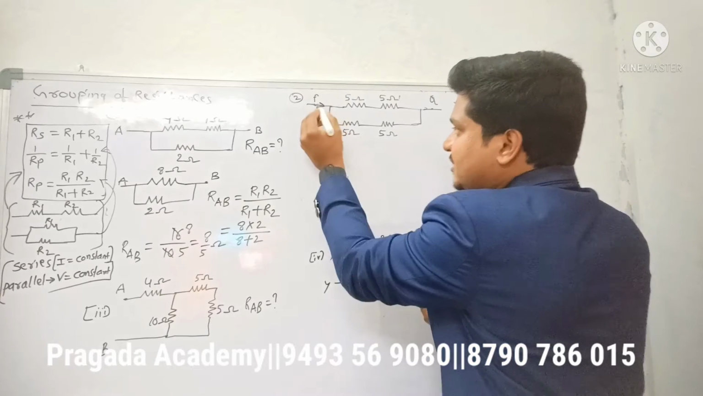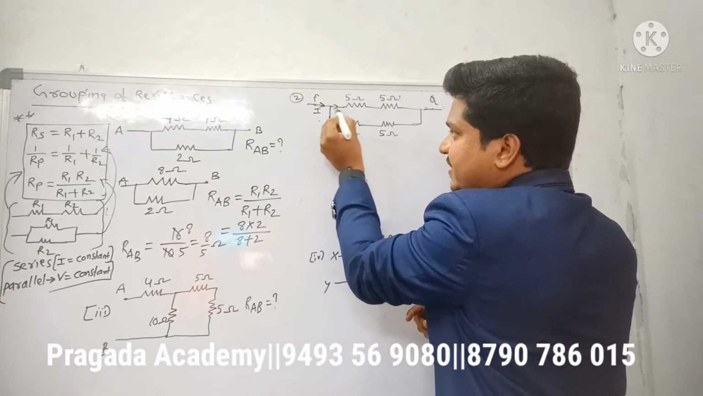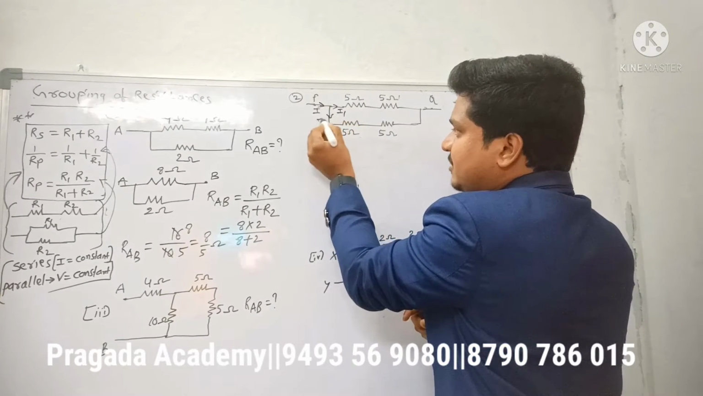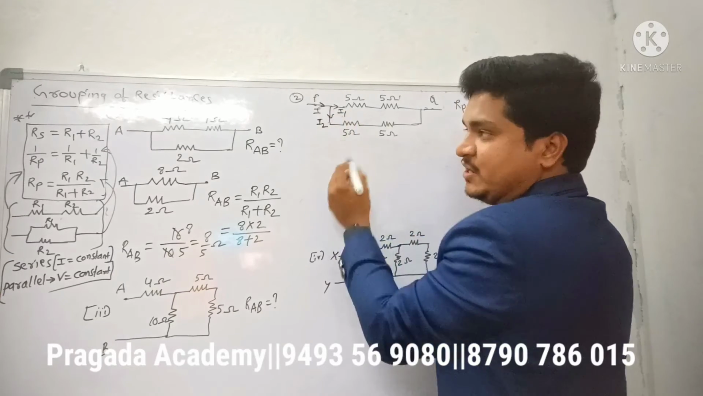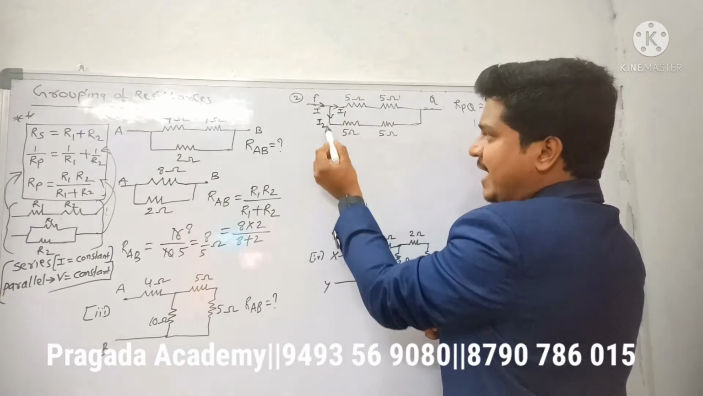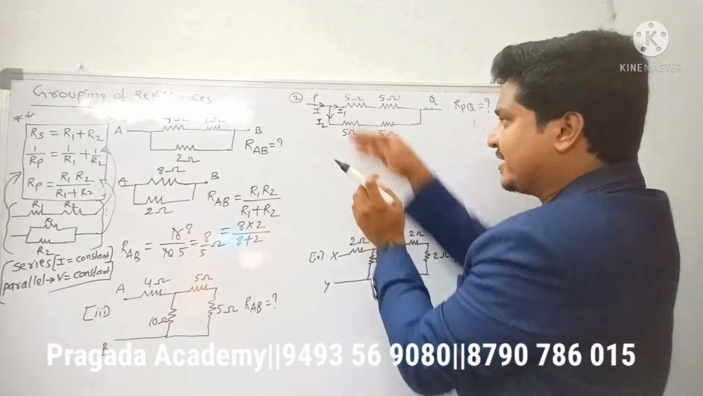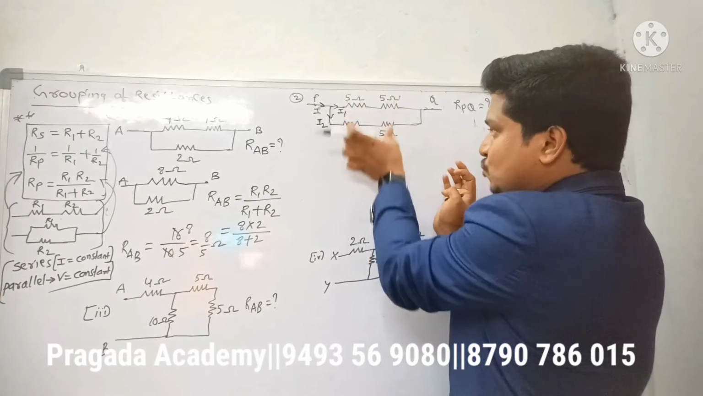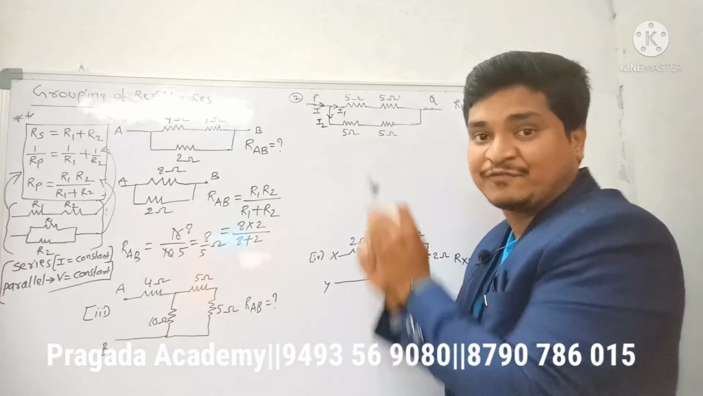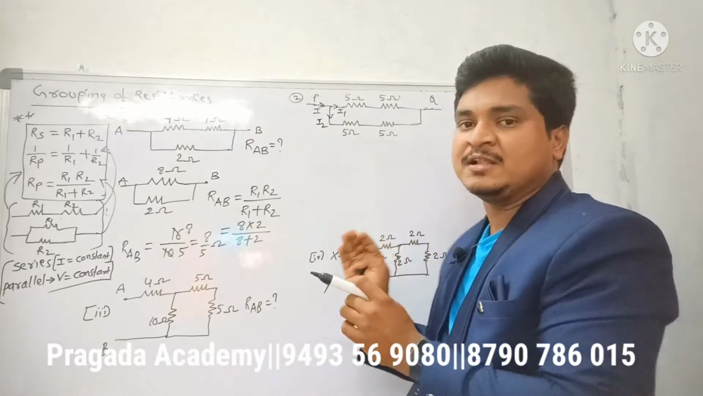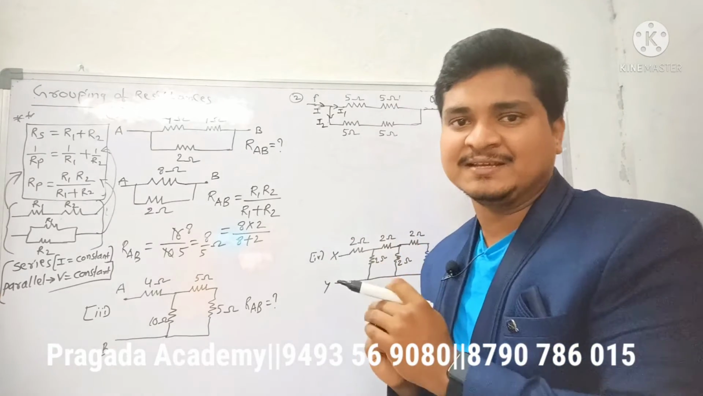Suppose water is flowing through this pipe, and here the water is dividing into two parts. Water flow is like current flow. That's why I1 and I2. I1 is flowing through this combination, I2 is flowing through this combination. So here current is dividing, that's why these two combinations are in parallel. If current is dividing, that will be in parallel. If voltage is dividing, that will be in series.